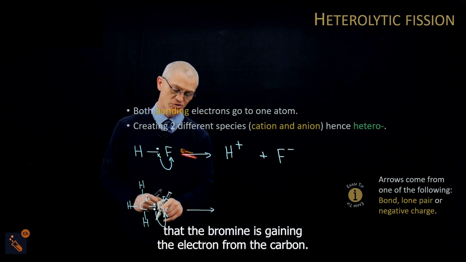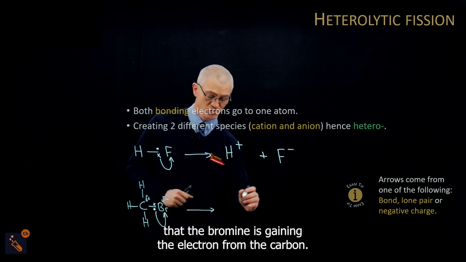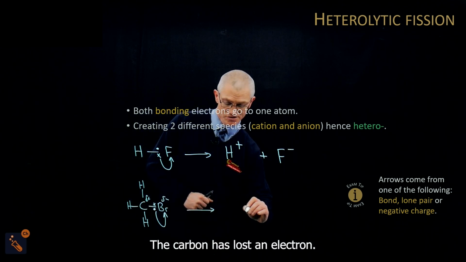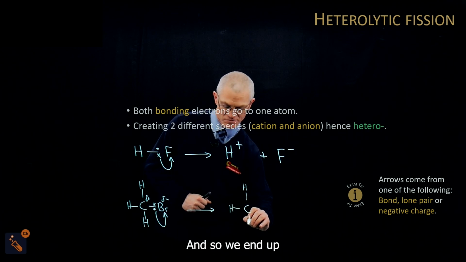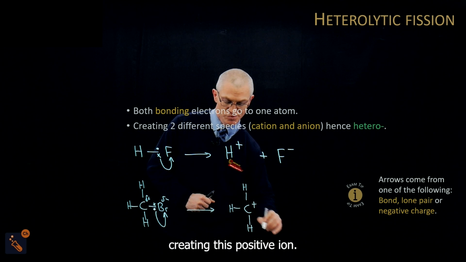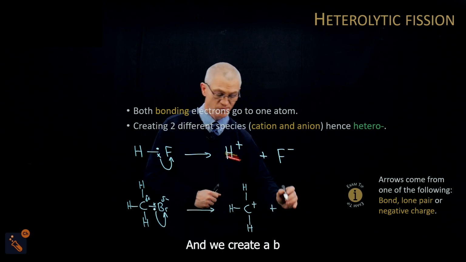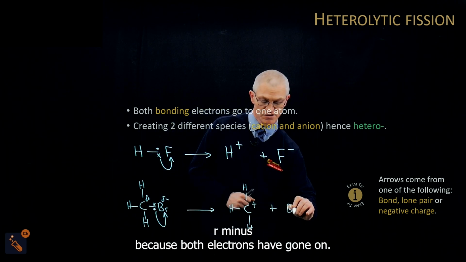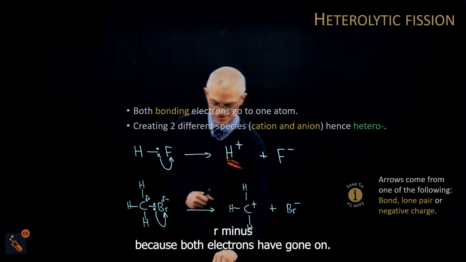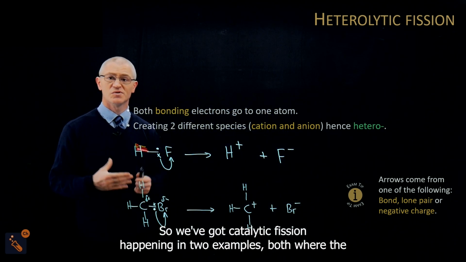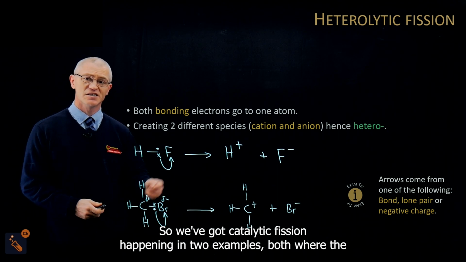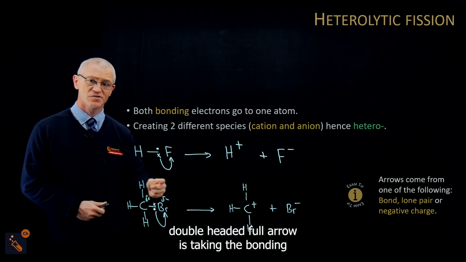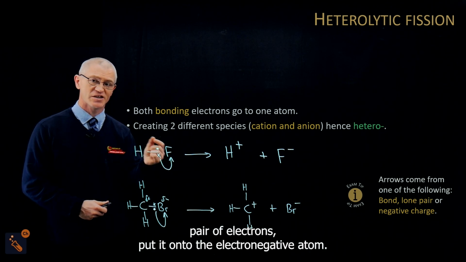From there, the bromine is gaining the electron from the carbon. The carbon has lost an electron, and so we end up creating this positive ion, and we create the Br minus, because both electrons have gone on. So we've got heterolytic fission happening in two examples, both where the double-headed full arrow has taken the bonding pair of electrons and put it onto the electronegative atom.